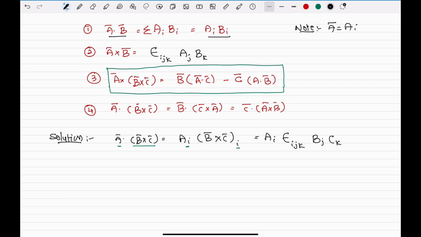Till now, we have taken the definitions from 1 and 2, and we got this value. A dot B cross C is equal to AI epsilon ijk BJCK. Now, let us take AI inside. Then this can be written as epsilon ijk AI BJCK.